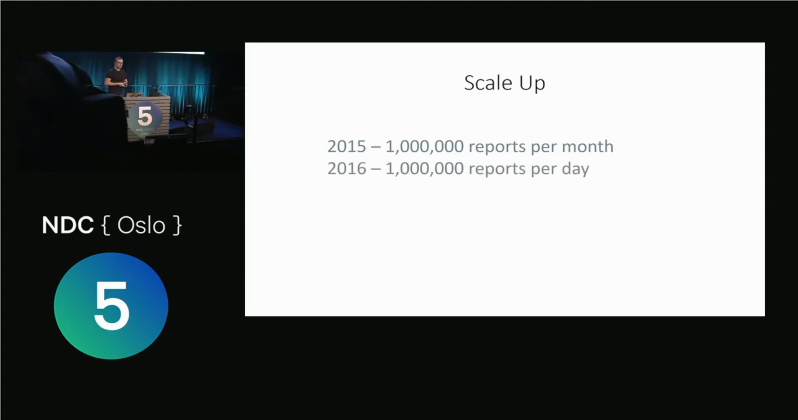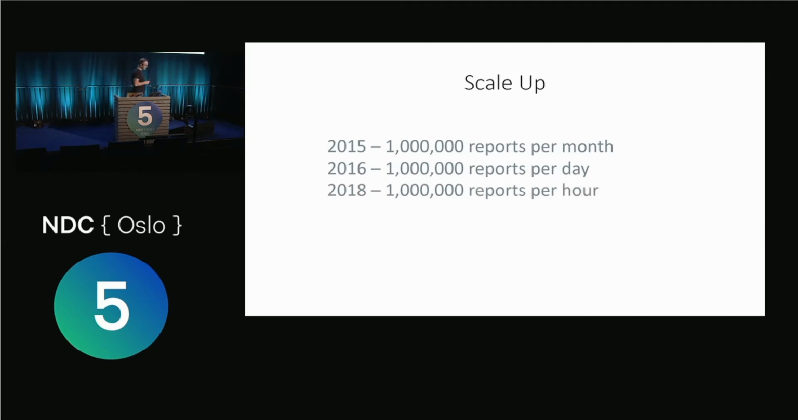And of course, as time goes by, the amount of reports that we process goes up. So within a year, we went from processing 1 million JSON payloads a month to 1 million a day. This is still what I would say is fairly reasonable, right? 1 million JSON payloads, process them into a database per day, not too bad. But of course, things continue. And in 2018, for the first time ever, we hit 1 million CSP reports coming in from our customers in an hour.